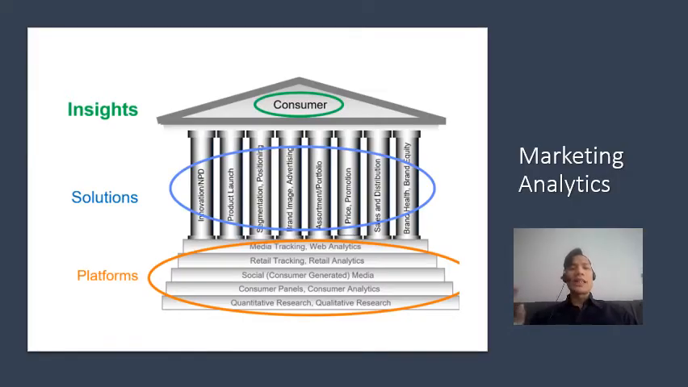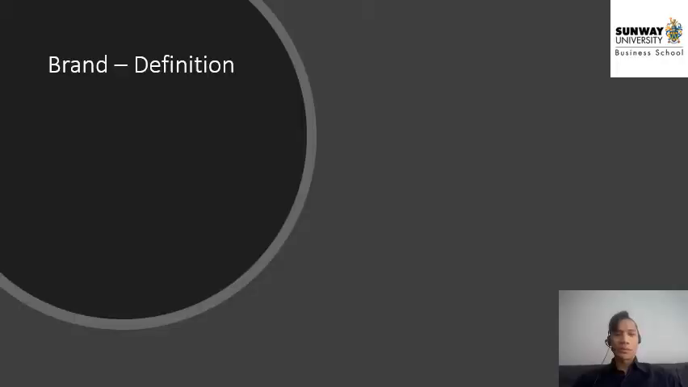So where does marketing analytics sit? Well, at the top of it, of course, we need to look at the consumer. But at the bottom of it, this is where we have to bring in the solutions so that we appeal to the consumer. That's where you see the product launches, the segmentation, the new product design and development, the price, the promotion, the sales, the distribution, the brand health, the brand equity. And all of these need to be tracked underneath a platform of media tracking, web analytics, retail, social media, consumer panels, consumer analytics, and quantitative and qualitative research.